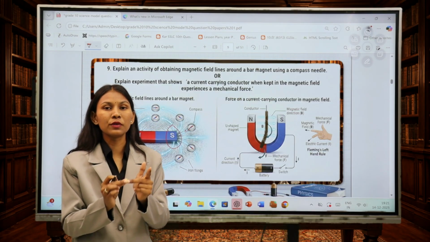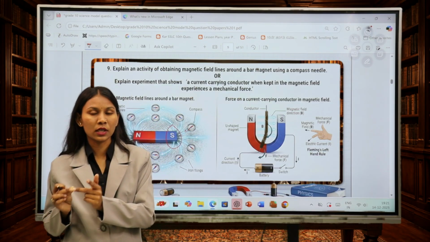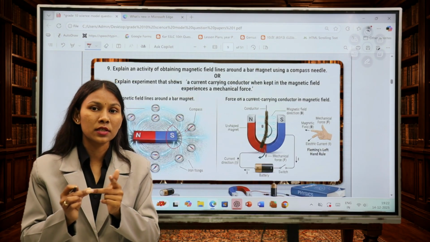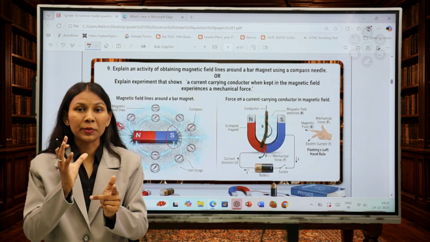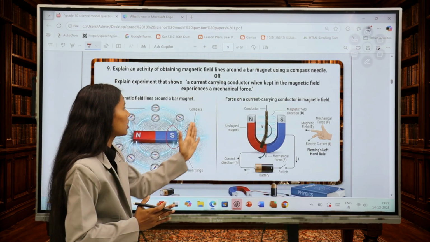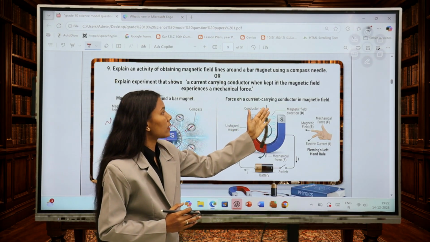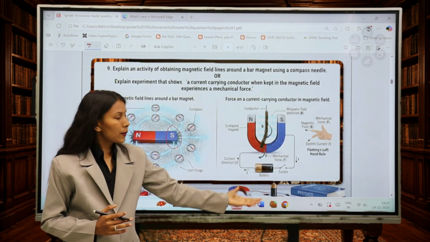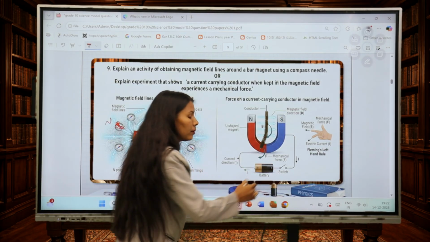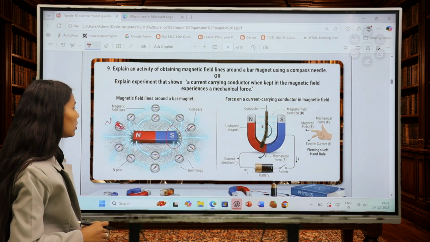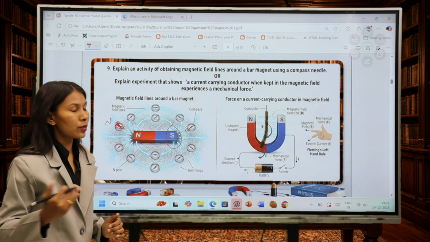What happens if we change the direction of the electric current? Then the current carrying conductor changes its direction once it is kept in the magnetic field. So this is the illustration. As you can see here, force on a current carrying conductor in a magnetic field. This is the experimental setup. For this, the switch should be on, meaning it should be closed. Understood? So let's go to the next question.